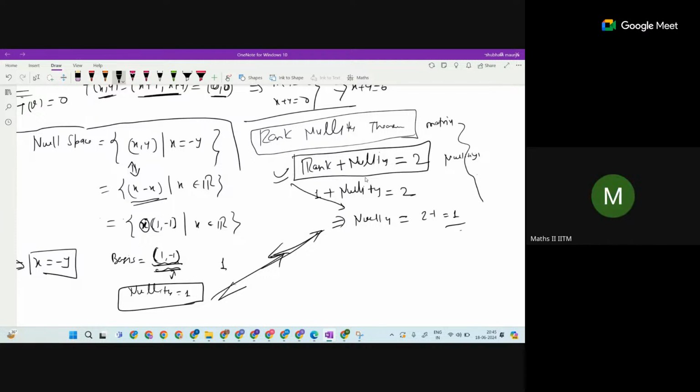So this is the use of the rank-nullity theorem, and this is all about the rank, range, null space, and nullity. There are 4 words, so keep in mind all these 4 words: the dimension of the range is rank, and the dimension of the null space is nullity.